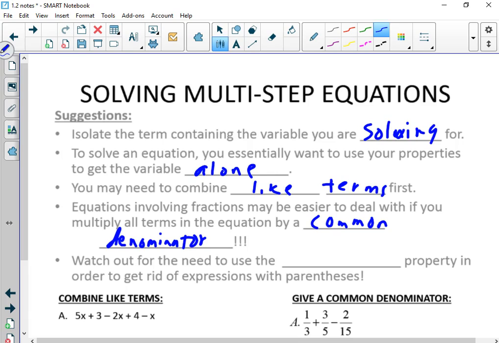Then also watch out for the need to use the distributive property, in order to get rid of expressions with parentheses. And remember, when you distribute, make sure you distribute to everything inside the parentheses.